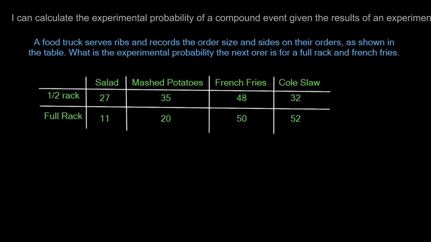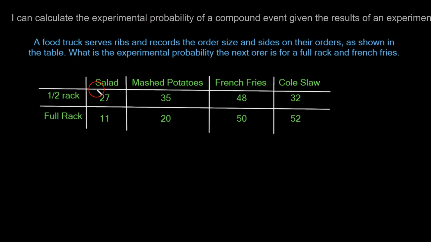So it says a food truck serves ribs and records the order size and sides on their orders as shown in the table. What is the experimental probability the next order is for a full rack and french fries? So we're looking for a full rack of ribs and french fries.